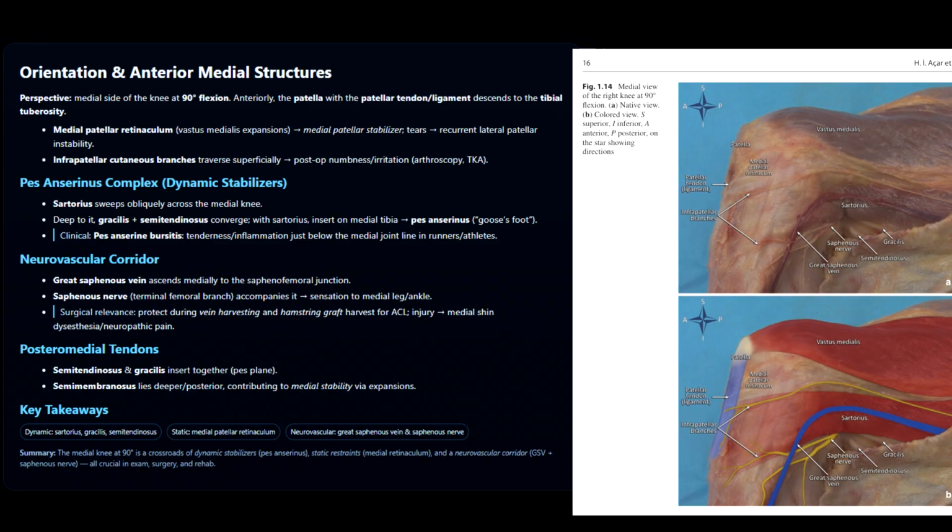So what do we take from this view? The medial knee is not just a simple surface, it is a crossroads of structures. Dynamic stabilizers like the sartorius, gracilis, and semitendinosus, the pes anserinus. Static stabilizers like the medial patellar retinaculum, vessels and nerves such as the great saphenous vein and saphenous nerve, which are clinically significant in both surgery and physical examination.